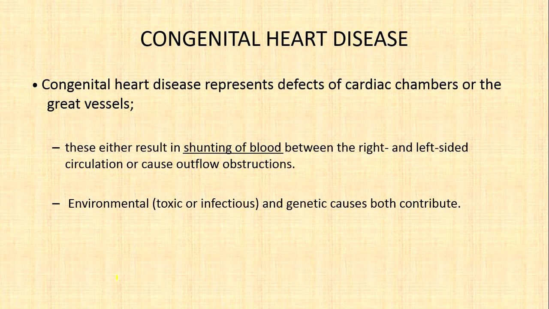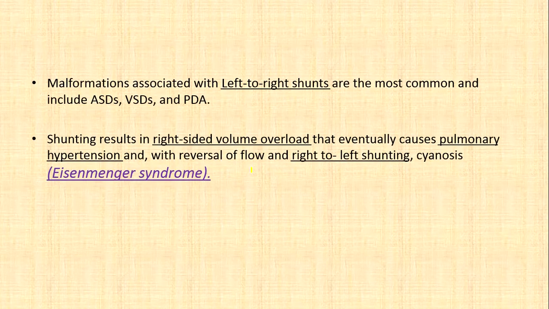Now I will briefly discuss the congenital heart diseases. They represent defects of cardiac chambers or great vessels, and they can result in shunting of blood between the right and left side of the circulation. Environmental and genetic causes both contribute. There can be left to right shunt or right to left shunt. Malformations associated with left to right shunts are most common, and they include atrial septal defect, ventricular septal defect, and patent ductus arteriosus.